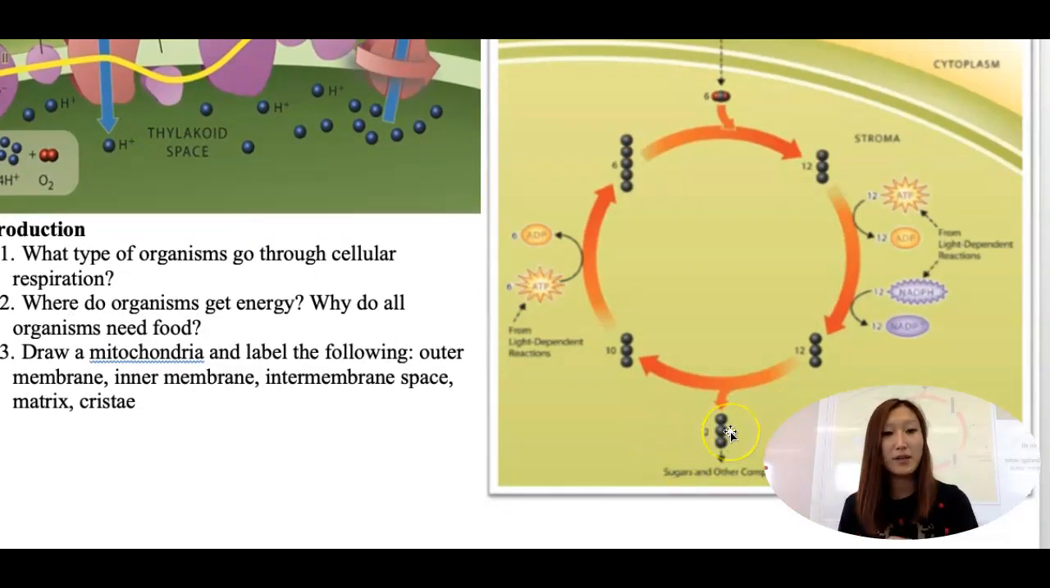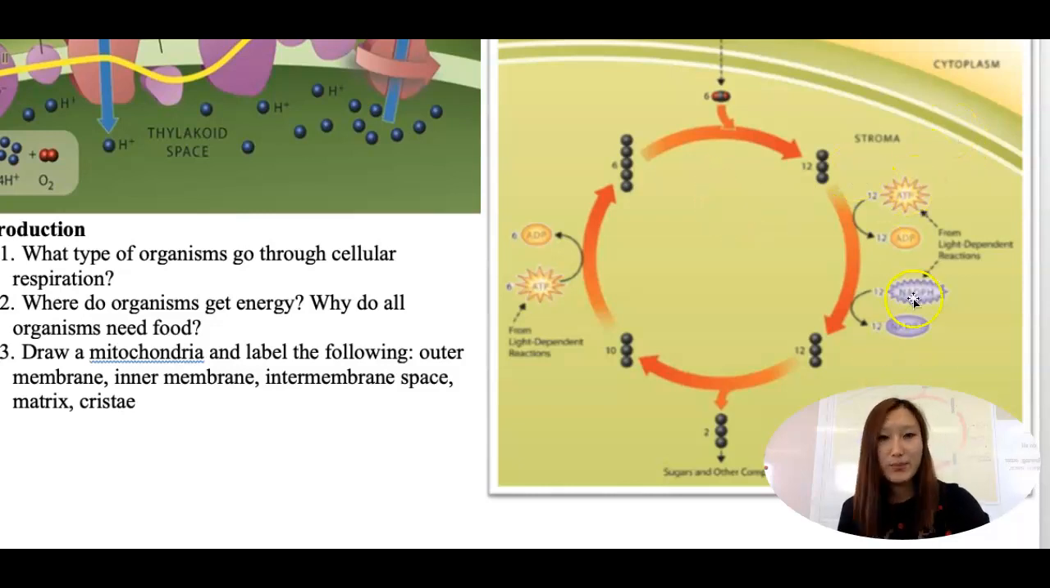It has 3 carbons, but if you have 3 carbons and then you have another 3 carbons, 2 G3P together, you will make 1 glucose. So 1 glucose has 6 carbons. If you're trying to make 6 carbons, then you need 6 carbon dioxide. So what you see right here, 6 carbon dioxide, 2 G3P, which is also equivalent to 1 glucose.